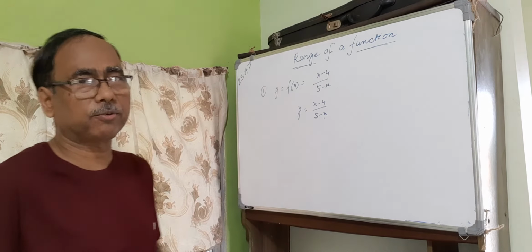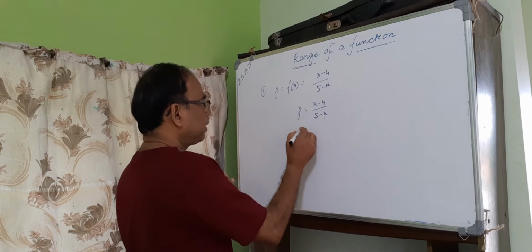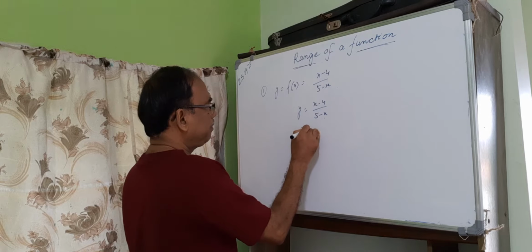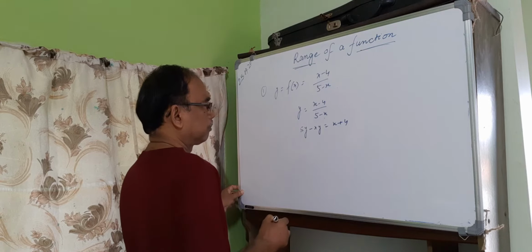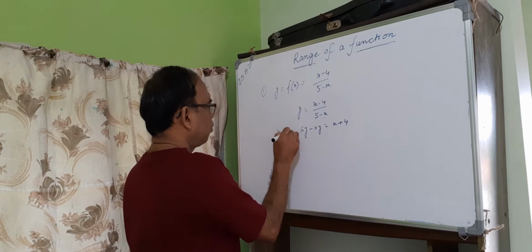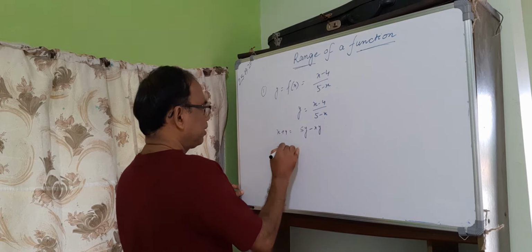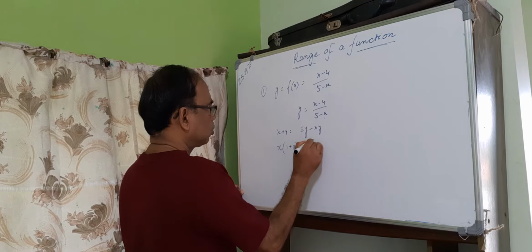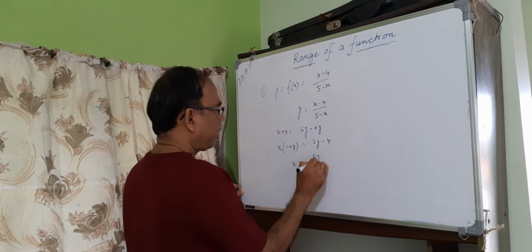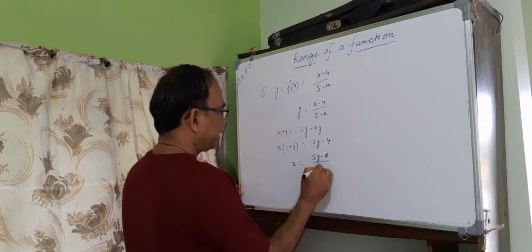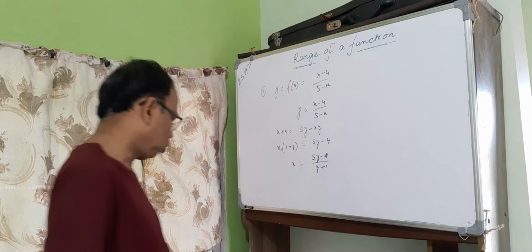I told you we have to find x in terms of y. So cross multiply: 5y minus xy equals x plus 4. Now x will come to the left hand side: x(1 plus y) equals 5y minus 4. Then x equals (5y minus 4) over (y plus 1). We express x as a function of y.